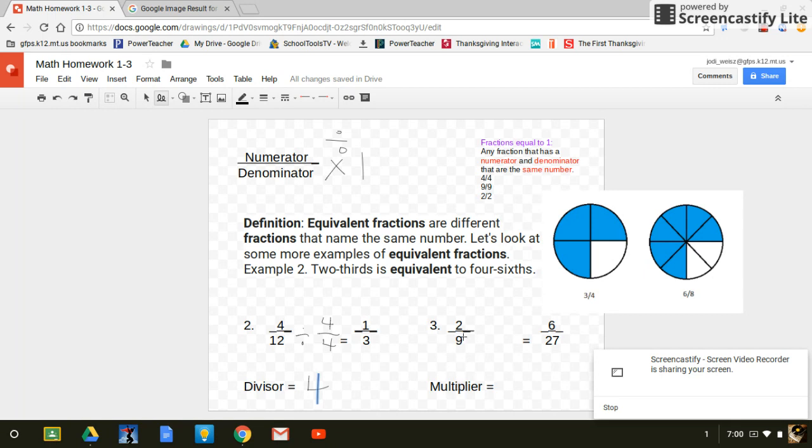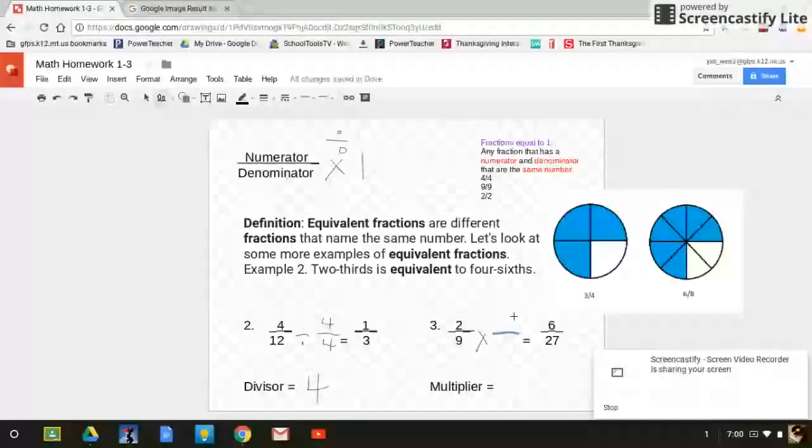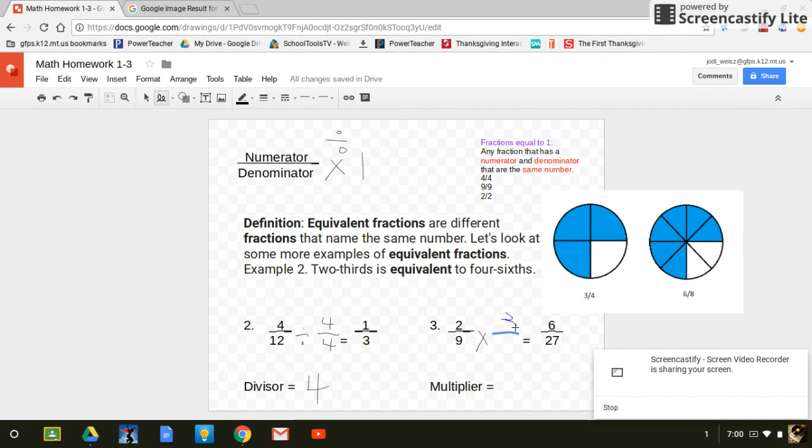We are multiplying to go from 9 to 27 and multiplying from 2 to 6. Again, whatever we do to the bottom or the denominator, we also have to do to the top or the numerator. In this case, I know that if I multiply 2 by 3, I will get 6. I also know that if I multiply 9 by 3, I will get 27. And there you have equivalent fractions with a multiplier of 3.